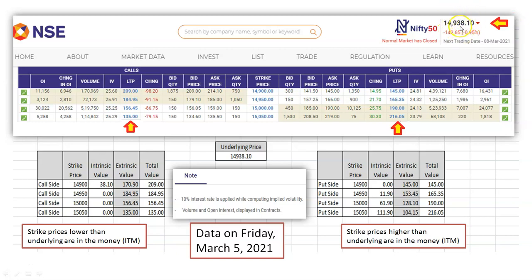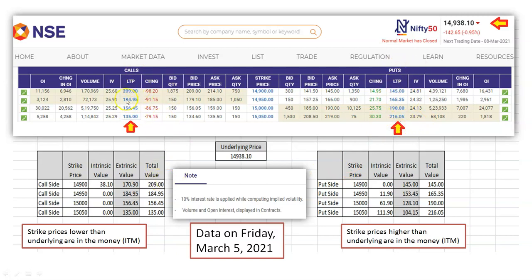Now, where is the money? Money is here, 14,938.10, which is called the underlying price, the published figure. Based on this underlying price, at the close of the market on Friday, March 5, 2021, these were the data. This LTP is basically the option premium. Here is one column for the calls and here is another column for the puts.